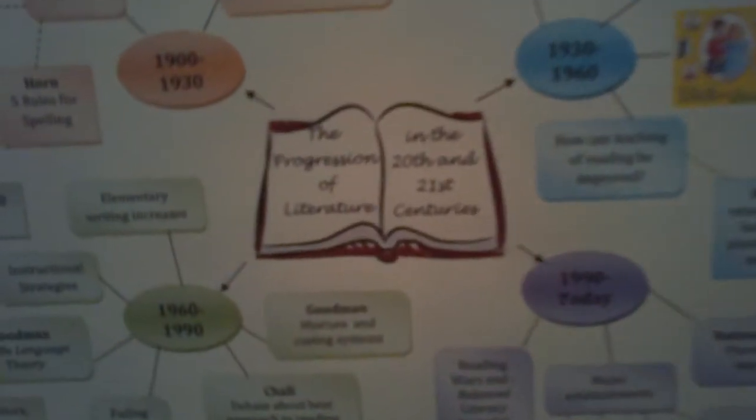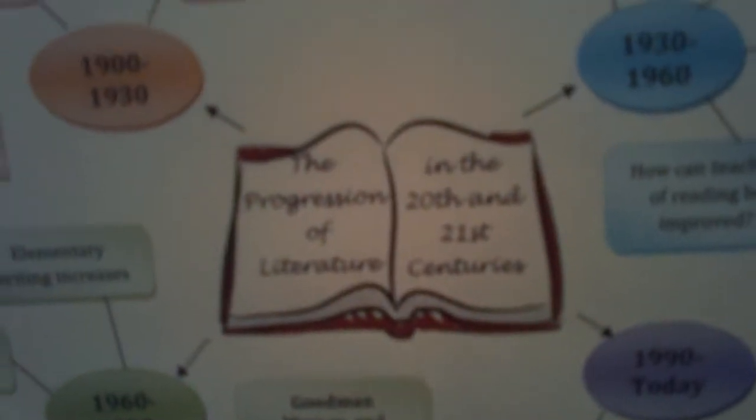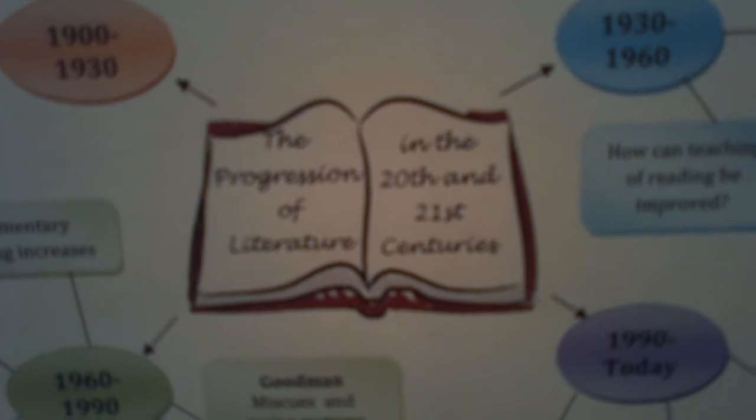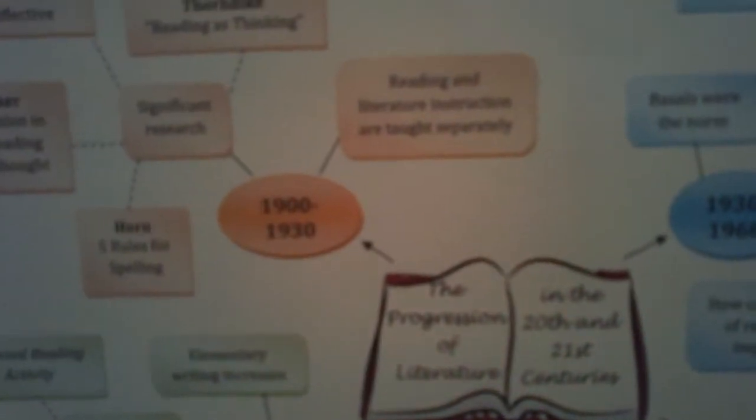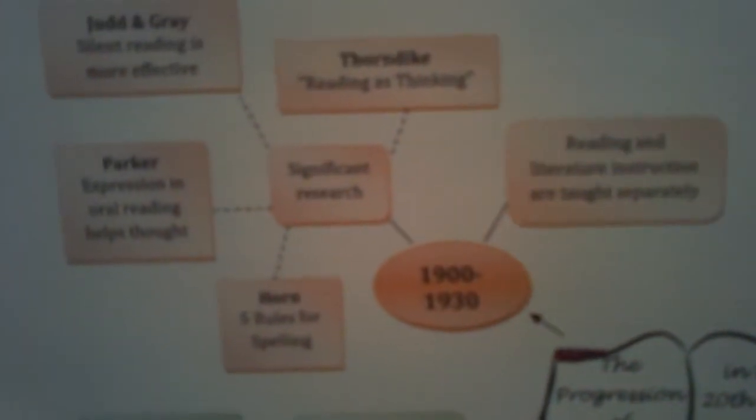The central image that I chose for this lecture was the progression of literature in the 20th and 21st centuries and the war that was going on between the many different theories and researchers.